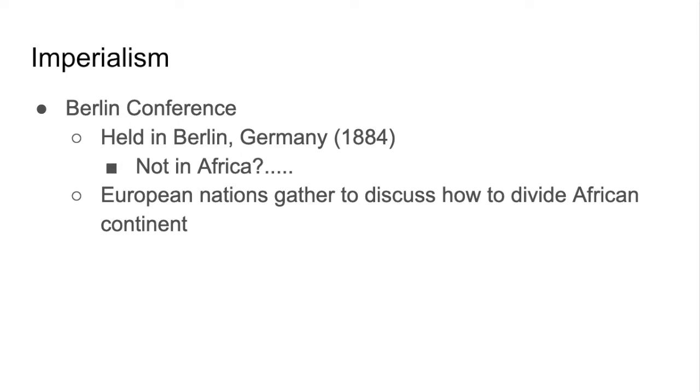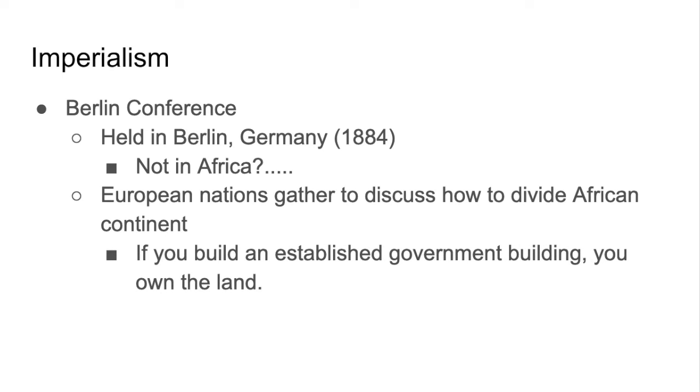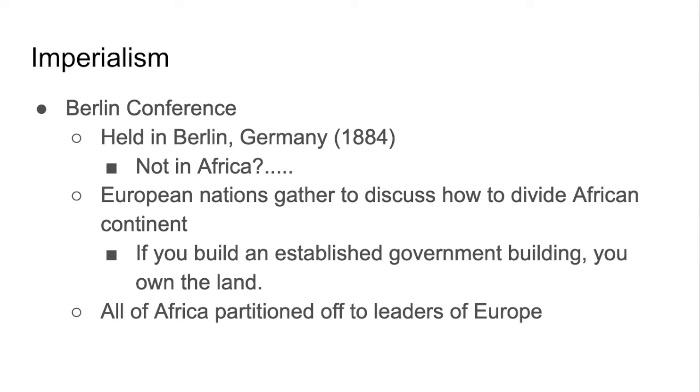Okay, so again, they're coming together. How do we discuss dividing up the African continent? Fun fact, no African tribe leaders were invited to this conference. Okay, so they came out of the conference with having said, if you build an established government building anywhere in Africa, then you are going to own that land. Okay? So, because of this agreement, we see all of Africa partitioned off to different leaders of Europe.